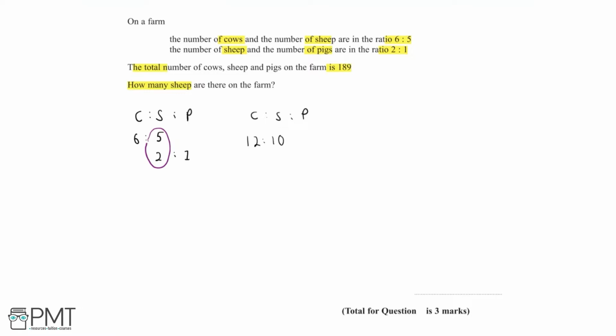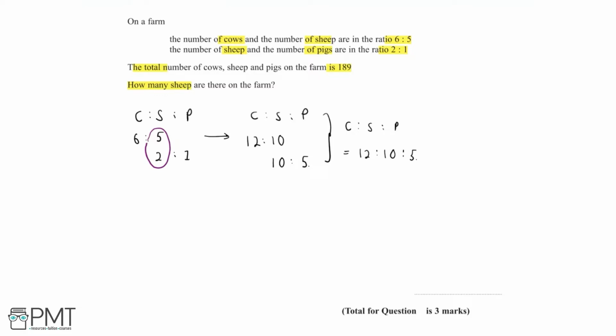And then we can do the same thing for the number of sheep to the number of pigs, which are in the ratio 2 to 1. And so for the ratio for the number of sheep to be equal to 10, we multiply both the 2 and the 1 by 5. And so 2 to 1 is the same as saying 10 to 5. And so we've now created a ratio that the number of cows to the number of sheep to the number of pigs is equal to 12 to 10 to 5.